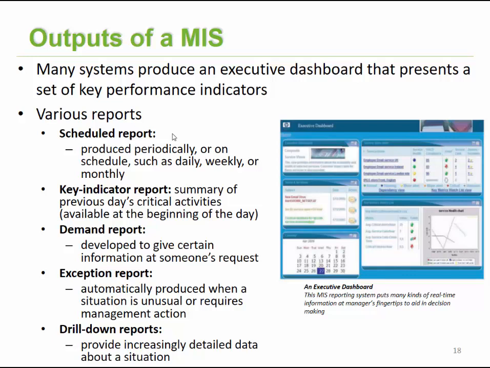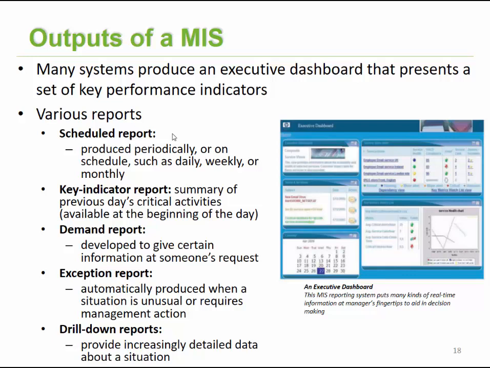Exception reports are those that are automatically produced when we have unusual situations or where management action would be required. For example, as soon as we realize that a certain product is not selling or we're running very low on a certain product, the system can automatically send us a report informing us that we need to look at the situation because it can cause problems in the near future.